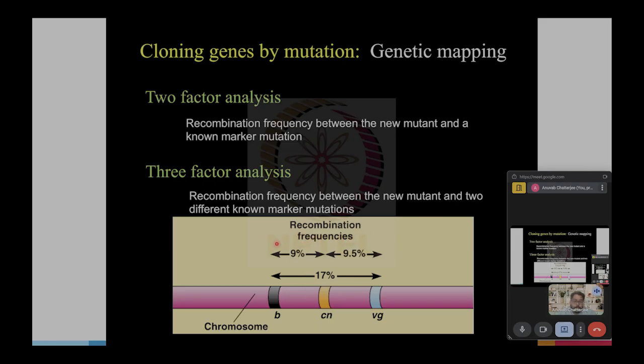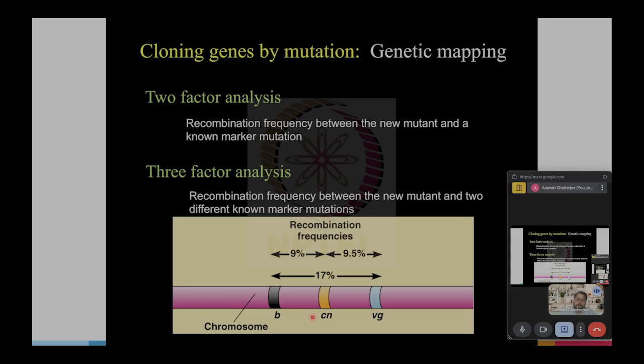So using this map, you can figure out that our mutation lies somewhere between the black and the vestigial locus, and thus you are able to figure out where in the entire genome your particular mutation is present. This is a very powerful tool to actually shorten the interval of the genomic sequence to figure out where exactly your gene is located.